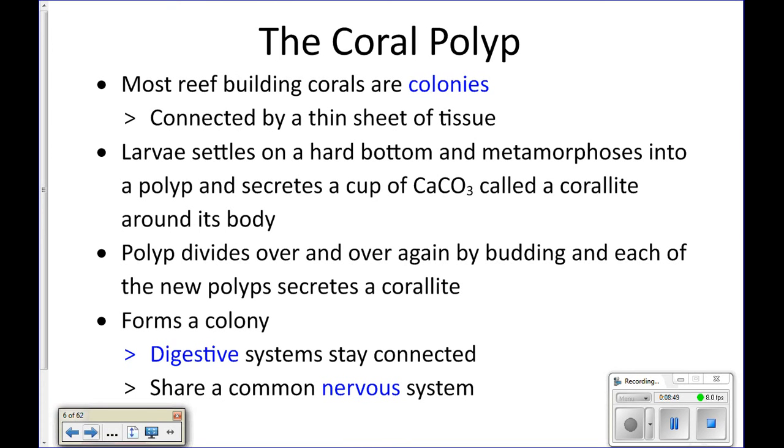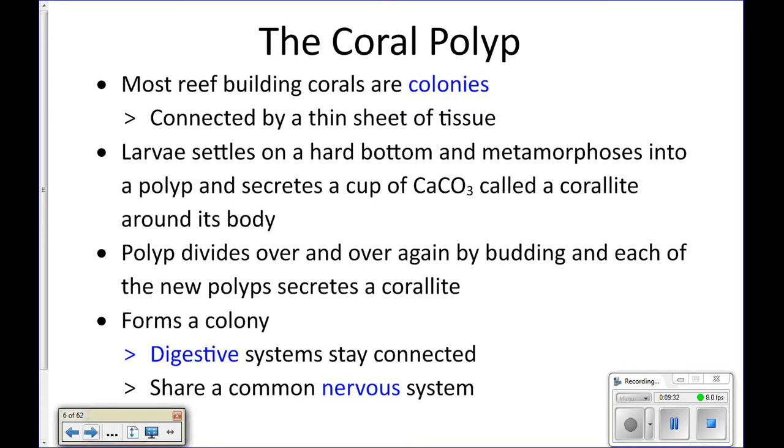So corals are colonies. They have many animals living together, and those animals stay connected by a thin sheet of tissue. What happens is the corals will release egg and sperm into the water, and those egg and sperm will meet and become a little larva. That larva will settle down onto a hard surface where it will transform and become a little polyp. The coral secretes a skeleton around each of the little polyps, a calcium carbonate skeleton, like a limestone skeleton around itself.